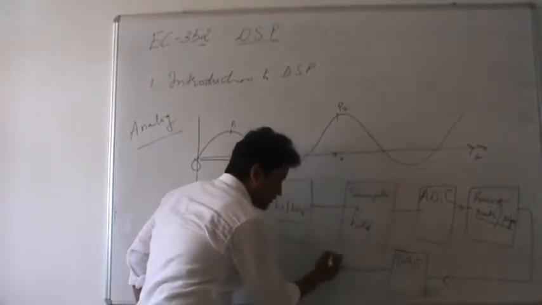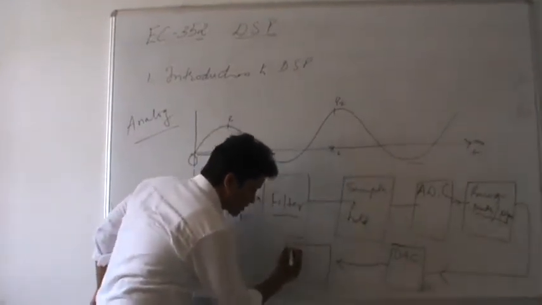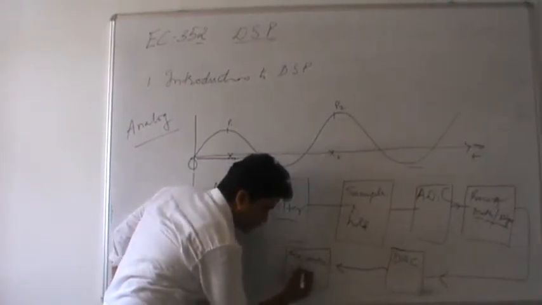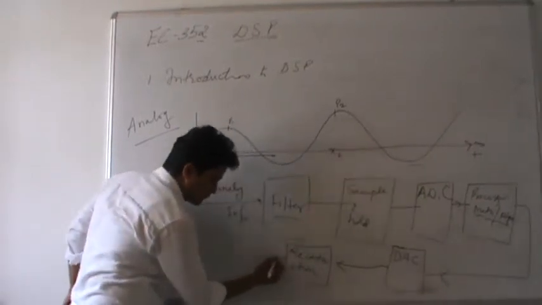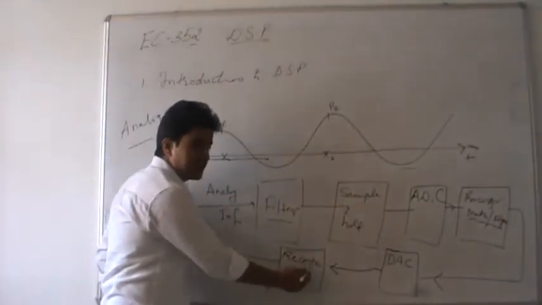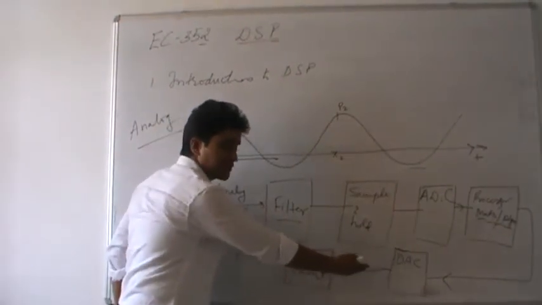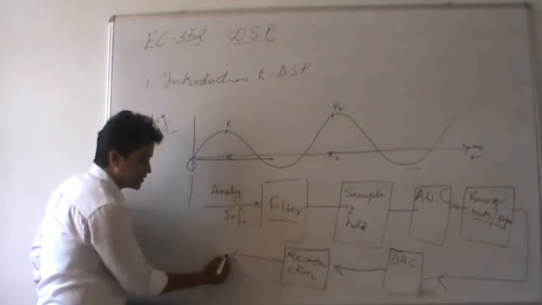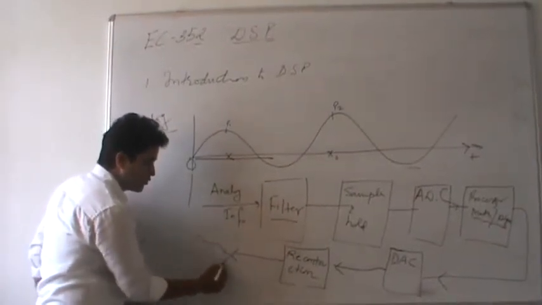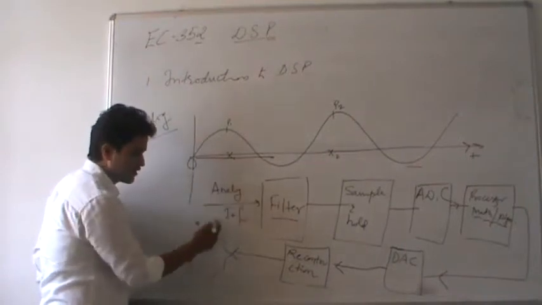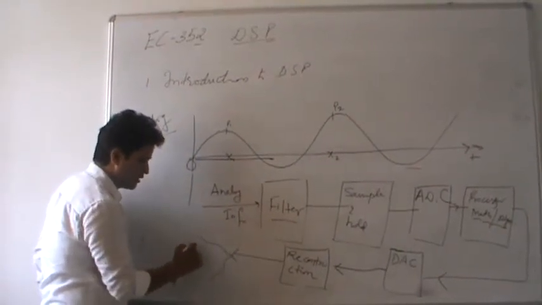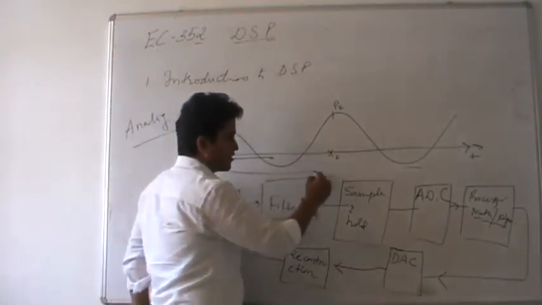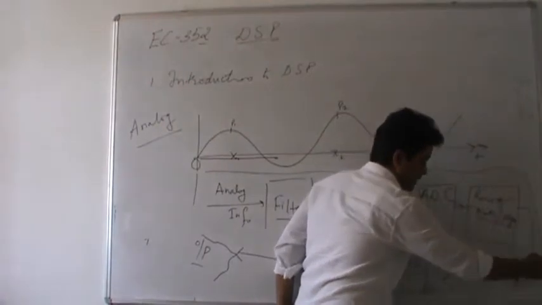For that analog information we will use a reconstruction filter here, so that any high frequency noise component in that converted signal can be filtered out. The final output is here, and that is the audible analog, or whatever kind of information, available in analog format at this point. This entire block diagram represents nothing but a digital signal processing line.